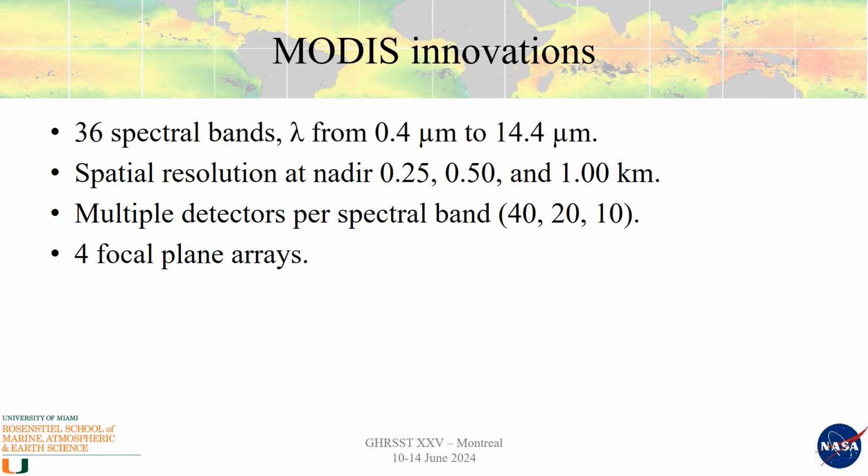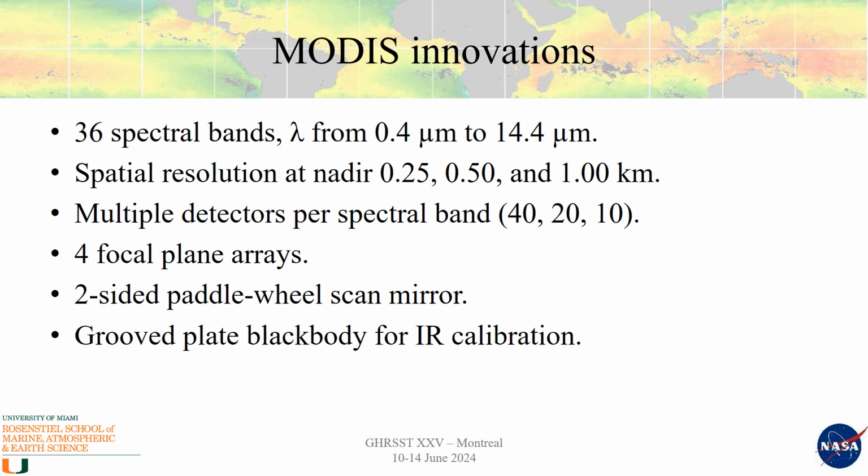These were mounted on 4 separate focal plane arrays, and the radiation from the Earth view and the calibration targets was directed onto this cluster of detectors using a 2-sided paddle wheel scan mirror. The infrared black body was a grooved plate, and the calibration included measurements of this, as there were many thermometers embedded in the plate, and a view of cold space.